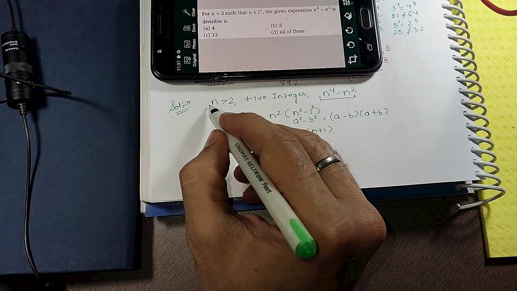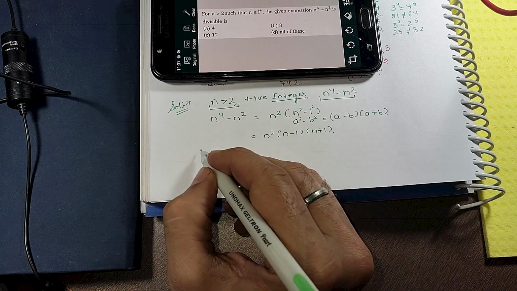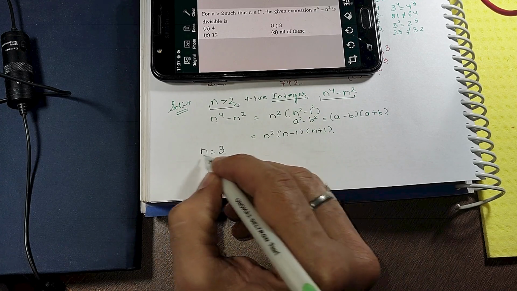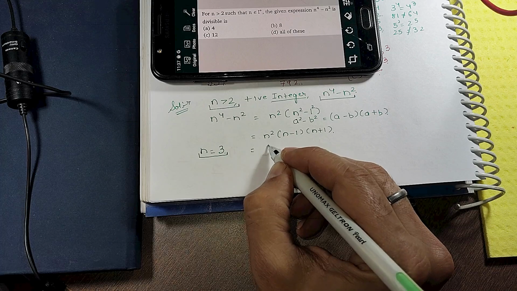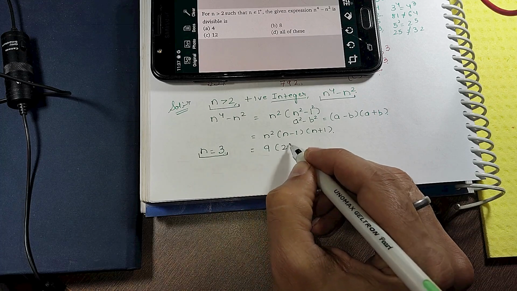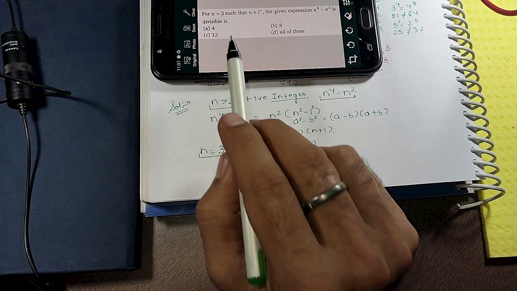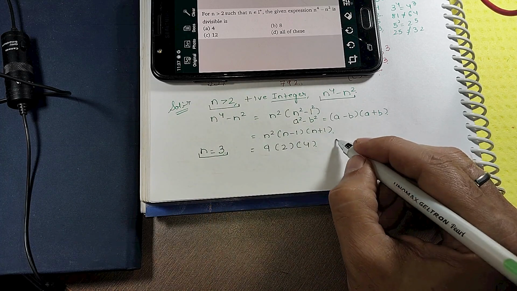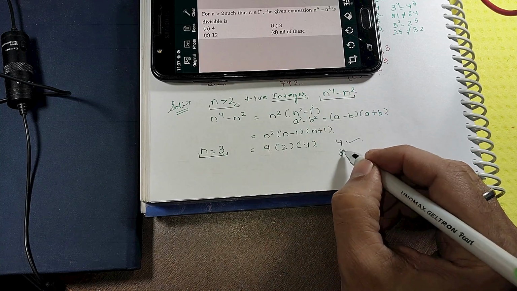Now the smallest value of n which I can take, being an integer and greater than 2, is when I put the value of n equal to 3. So I'll check for n equal to 3. So this becomes 3 square 9, 3 minus 1 2, and 3 plus 1 4. Right? Now, is it divisible by 4? Yes, it is divisible by 4. Is it divisible by 8? Yes, 4 into 2 is 8, so it is divisible by 8 also.